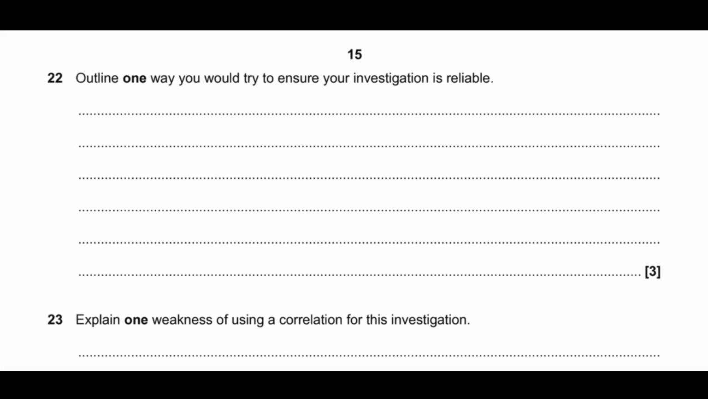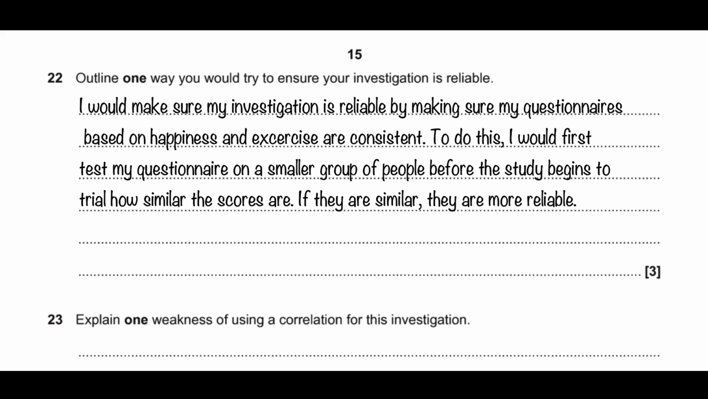Now for the final 2 again, you can see that they are both 3 markers and they both have the words in your investigation in there. Now, if that's the case, then we've got to make sure that we are contextualizing as always, and the first one tasks us with talking about reliability. Anytime you see a question about reliability, the main thing is that you need to be talking about consistency or repeatability. So as an examiner, I'm looking for words like that.